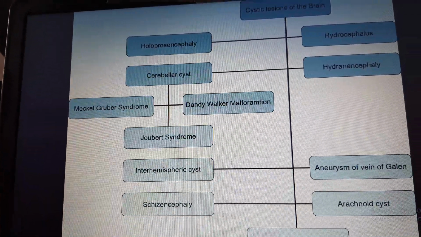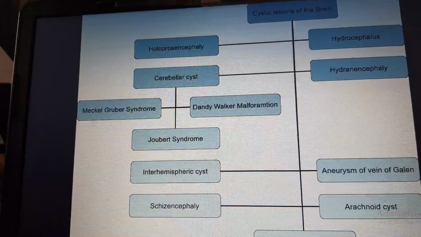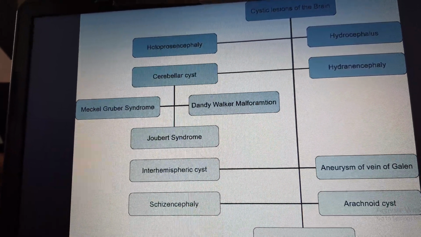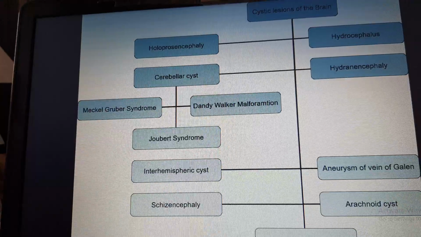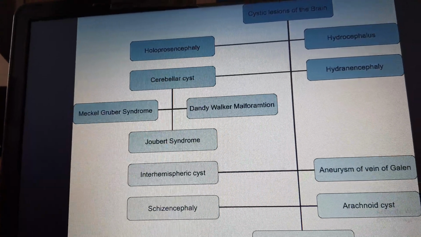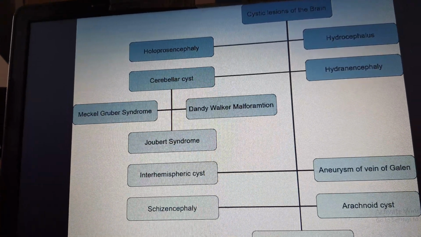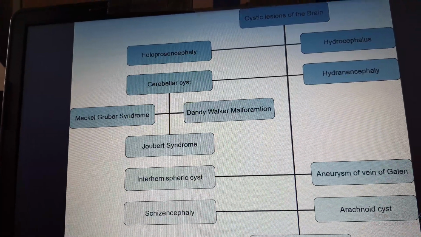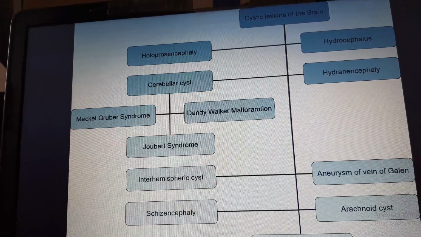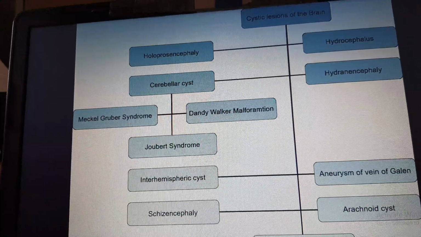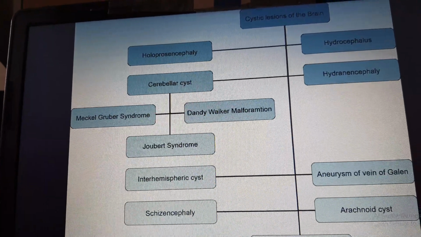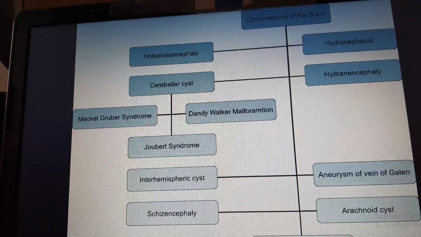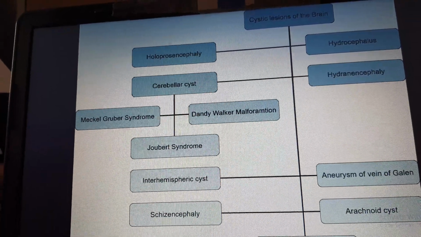Cystic lesions of the brain, and unfortunately, many of you, when I publish a picture of the cystic lesions of the brain, you comment as hydrocephalus, and some are saying holoprosencephaly, and some say hydranencephaly. It's very important to know the differences between these variants and these anomalies. Hydrocephalus, hydranencephaly, holoprosencephaly are completely different entities.